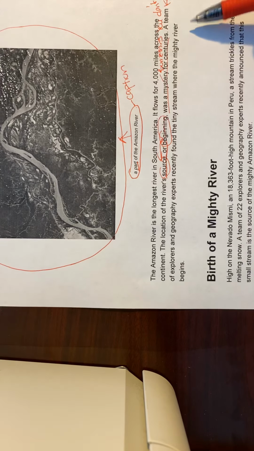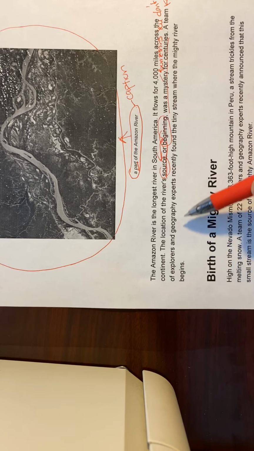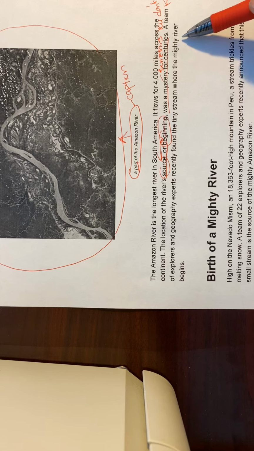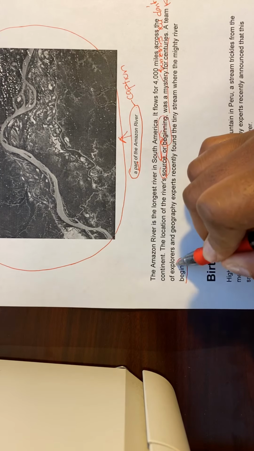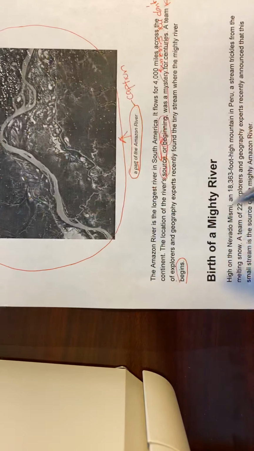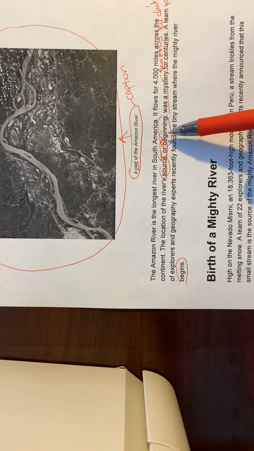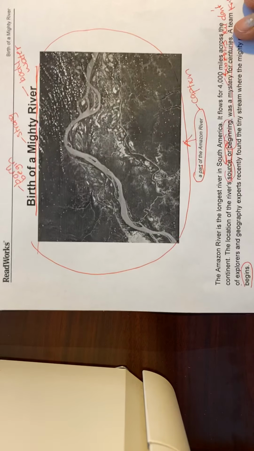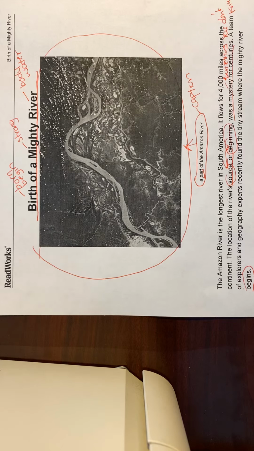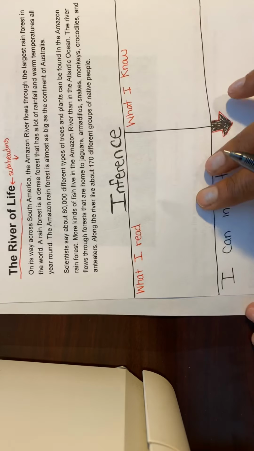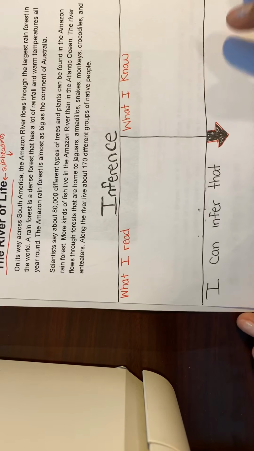Then it continues to say, a team of explorers and geography experts recently found the tiny stream where the mighty river begins. There go that word again, begins. Birth, began, source, began, beginning, begins. Okay? So, with that information alone, I think it's safe for me to make an inference. So, I'm going to use this graphic organizer. It says, what I read, what I know, what can I infer?